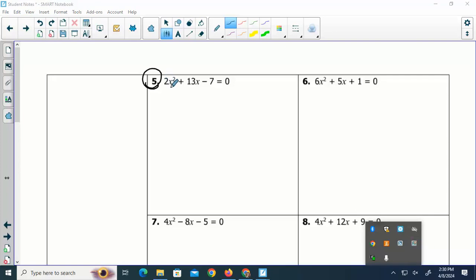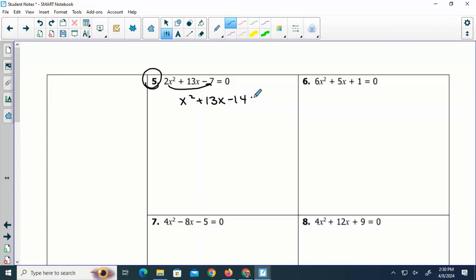So we go straight to slip and slide. Okay, multiply to a negative 14 and add to positive 13. So we know we need a positive and a negative. The bigger one has to be positive. What numbers work? We started out multiplying by 2, so we divide the 2 back. So 1 over 2 doesn't reduce, so the 2 slides in front. 14 divided by 2 is 7.